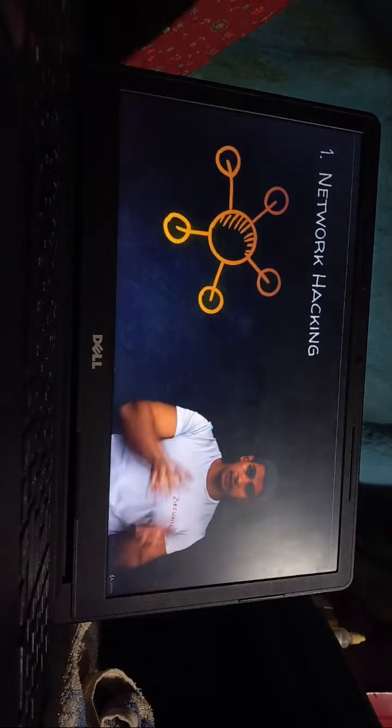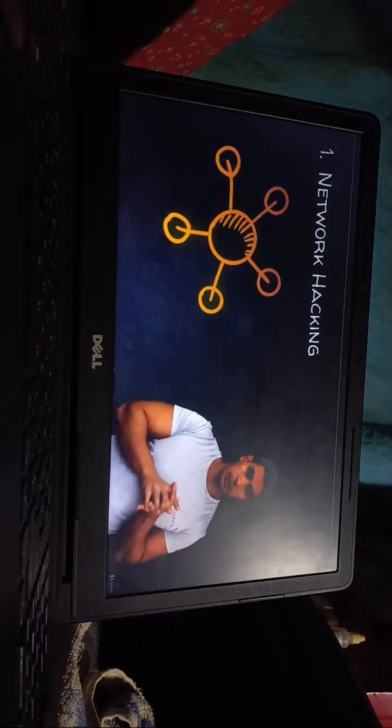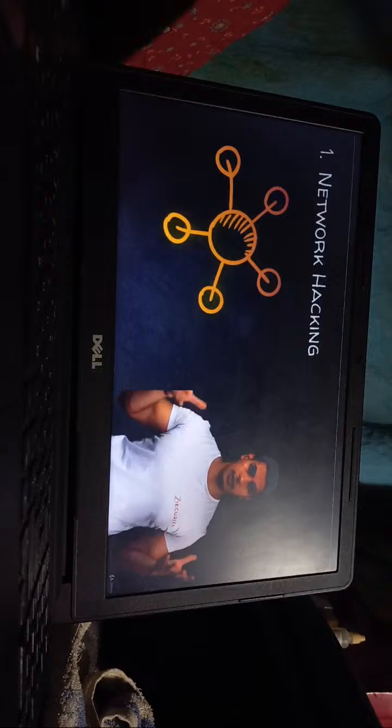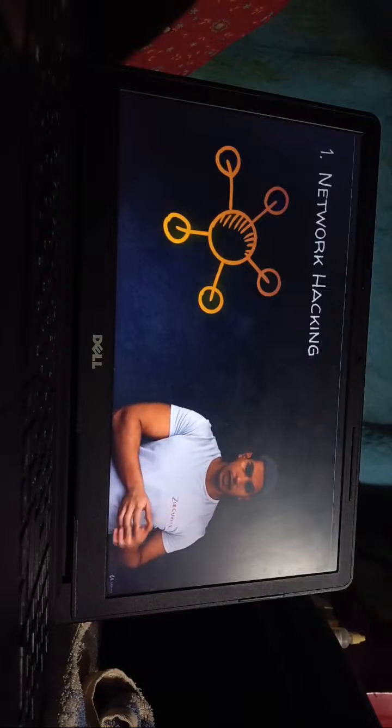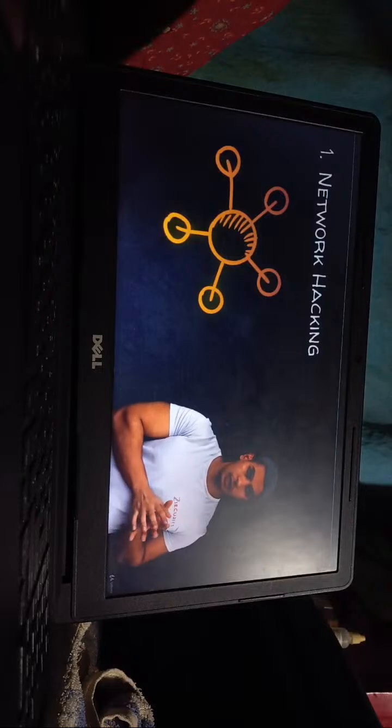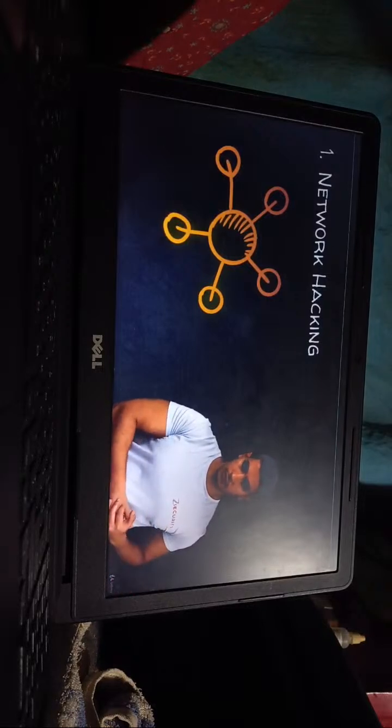Literally, when you just connect to the internet, you're connecting to a network, because the internet is just a really, really big network. So it is very important that you understand how networks work and how devices communicate with each other before we actually move into the next sections.